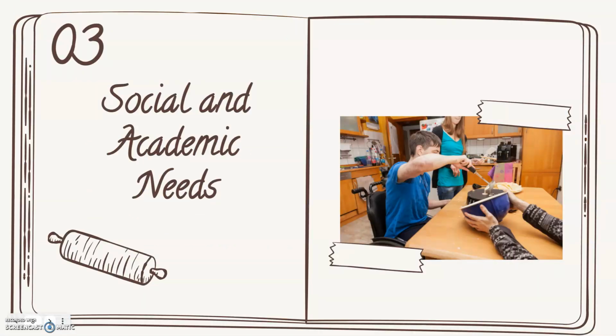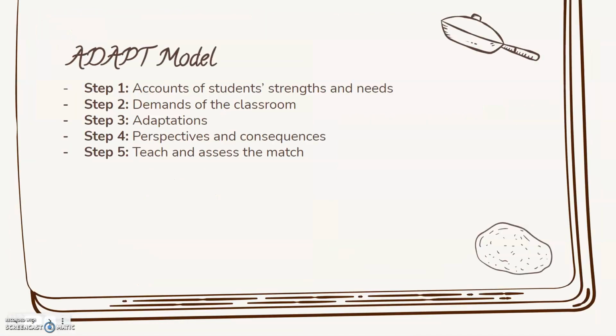Social and academic needs is also an area to think about when working with students who have CP. Using Universal Design for Learning, or UDL, and differentiated instruction, or DI, practices are great ways to be aware of how to make your classroom more inclusive for students with CP and for others who may benefit from the adaptations and accommodations made. The ADAPT model supports DI practices in your classroom and follows five easy steps for educators to follow, which are shown on the screen now.